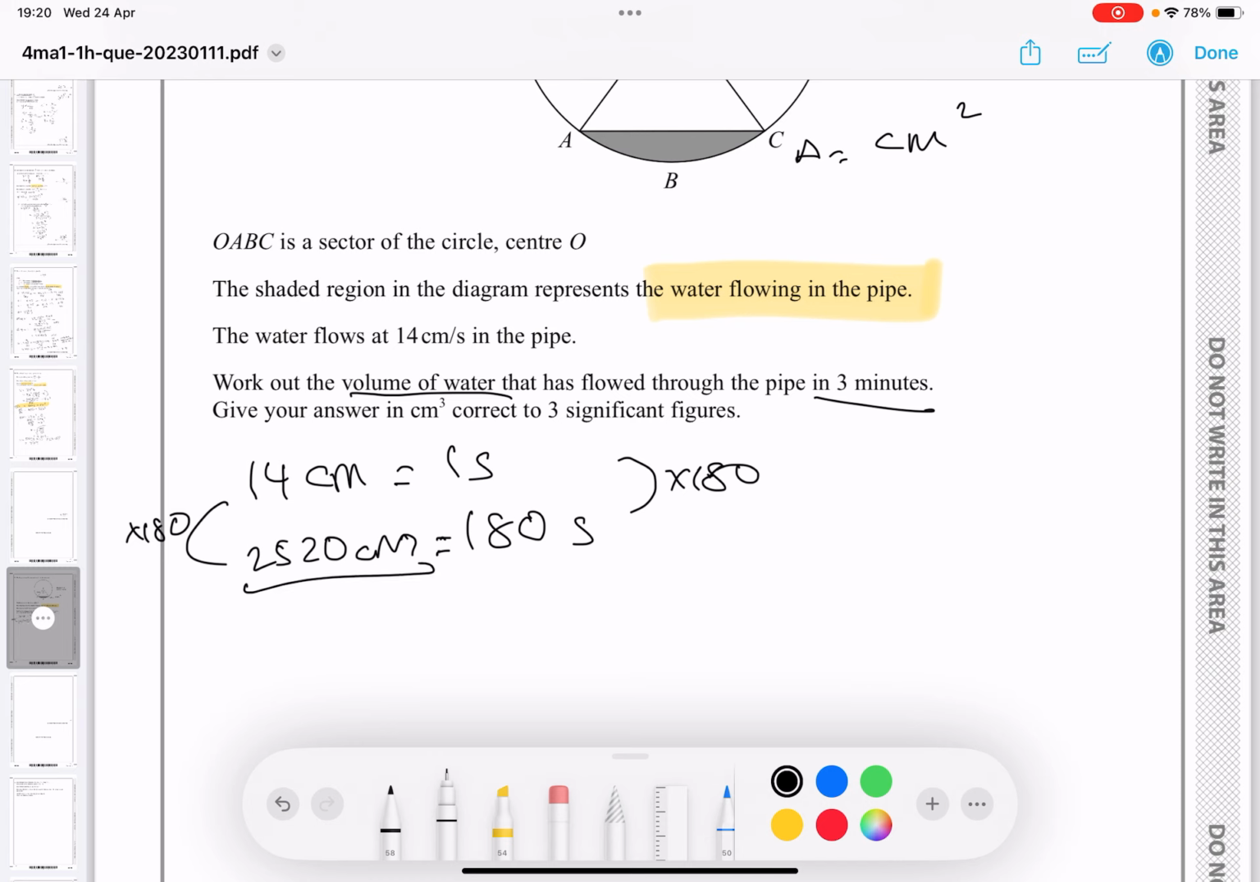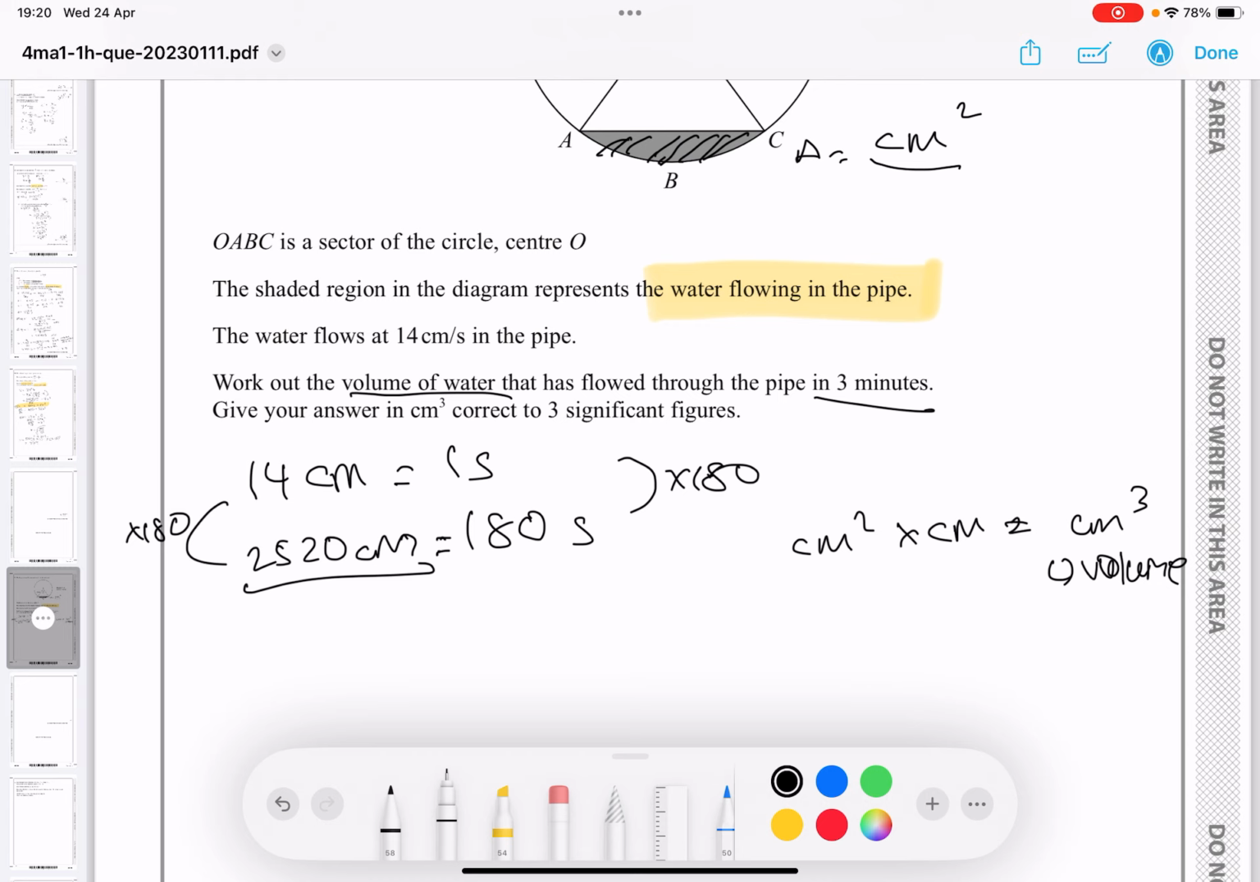Once I've worked out the area of this region here, ABC, the shaded region, if we multiply that by centimeters, you can even just look at the units. Centimeters squared multiplied by centimeters will give you centimeters cubed, which is the units for volume, and that's exactly what they're asking for. Or you can look at it as if this is a length, area times length gives you volume of water. Okay, so 2 ways of looking at it.